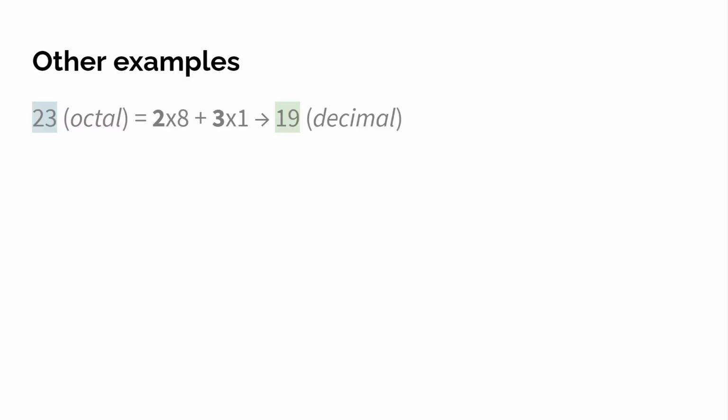Let's look at some other examples. If we have the octal number 23, then what that actually means is that we have 2 times 8 plus 3 times 1, so we get 19 in decimal.